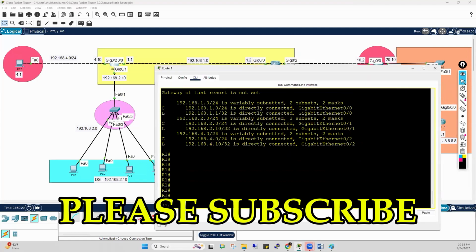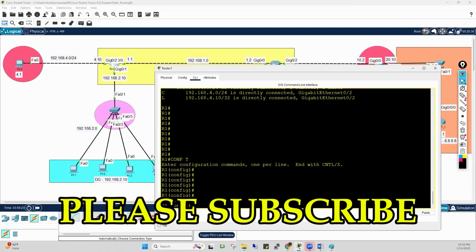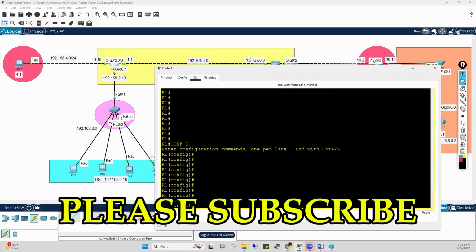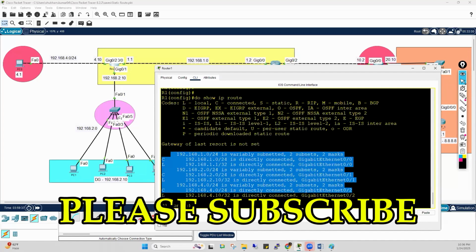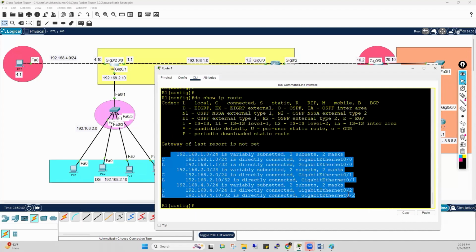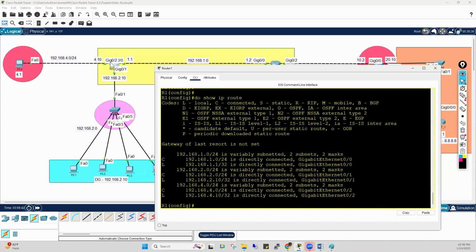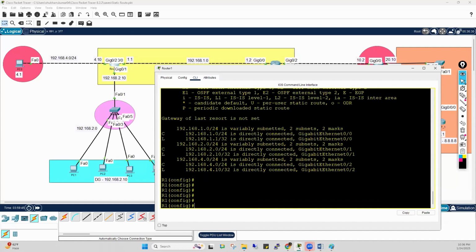Go to the global configuration mode. I come into global configuration mode and write the command. Please see very carefully. First of all, check the routing table. Do show ip route. See very carefully: this router doesn't know about the 192.168.3.0 network. My task is to provide the 3.0 network on this router. So what is the command?